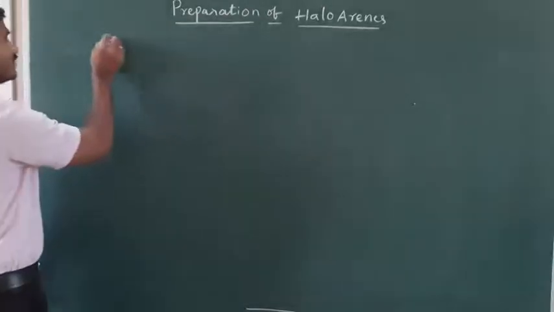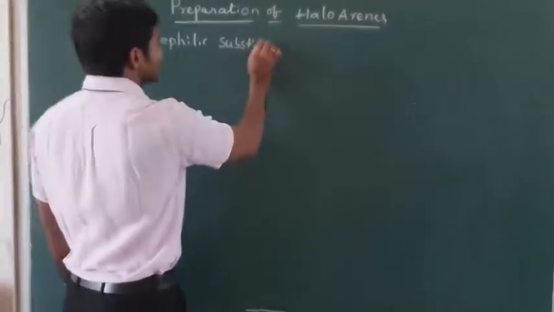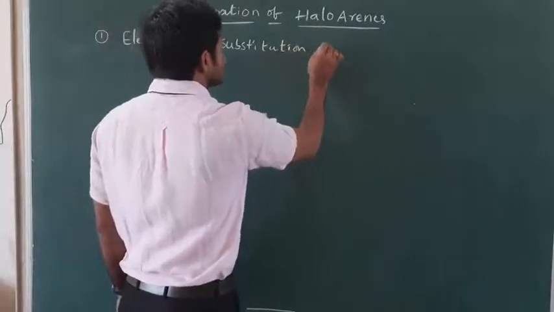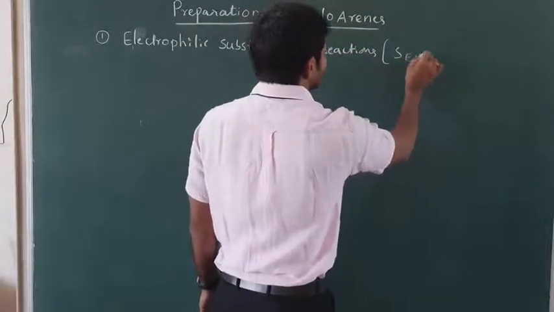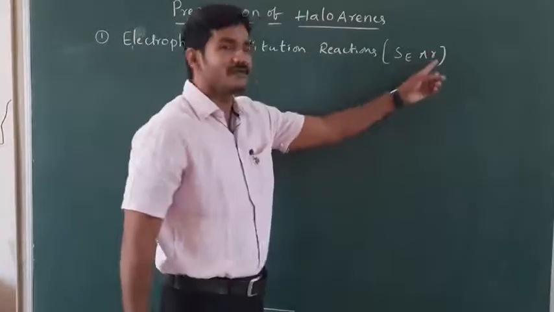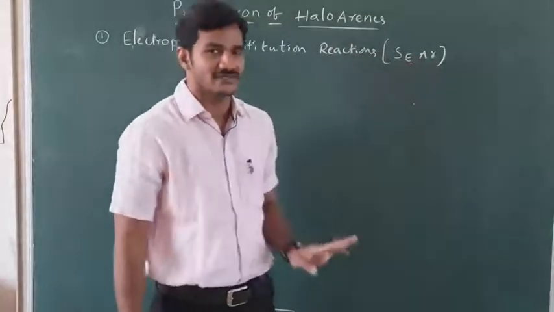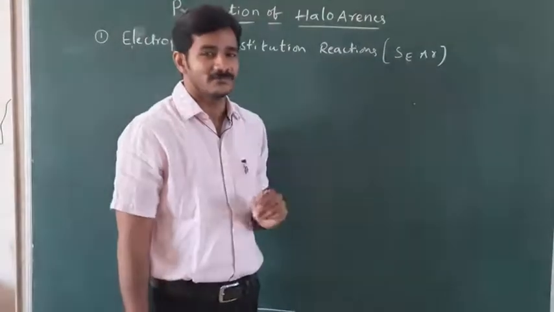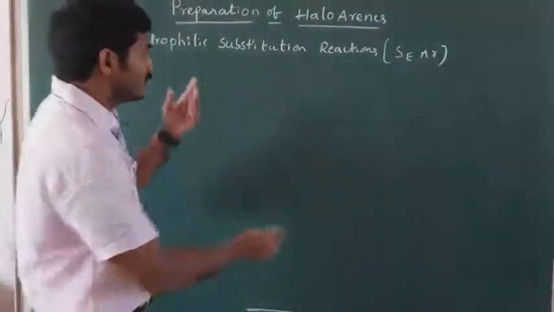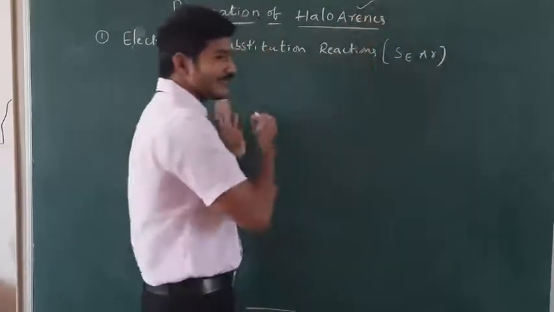To prepare the haloarenes, I am taking one method: electrophilic substitution reactions. This is also called SEAr, aromatic electrophilic substitution reactions. Electrophilic substitution reactions are very common in aromatic compounds like benzene. As we are going to prepare haloarenes, we have to take aromatic compounds like benzene.